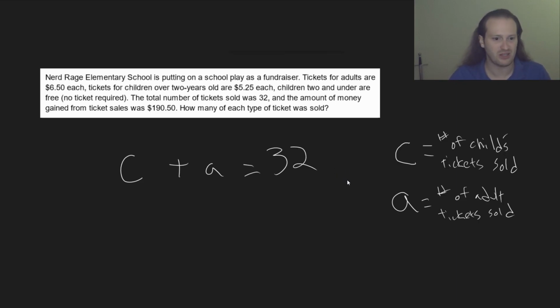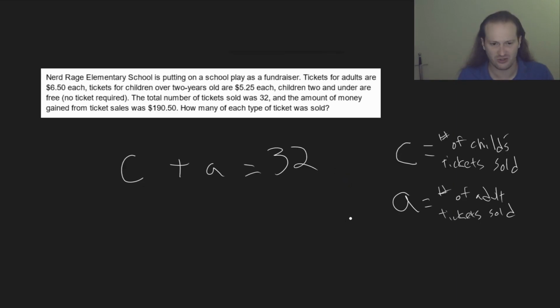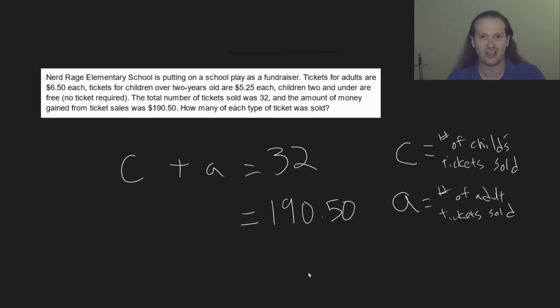And the amount of money gained from ticket sales. So I don't know how to set up the other side of this, the variable side of this, but I know that this is going to equal $190.50. Figuring out how to set up the rest of this problem is intrinsically linked with the units for this.